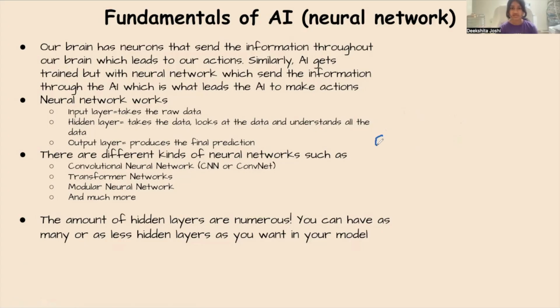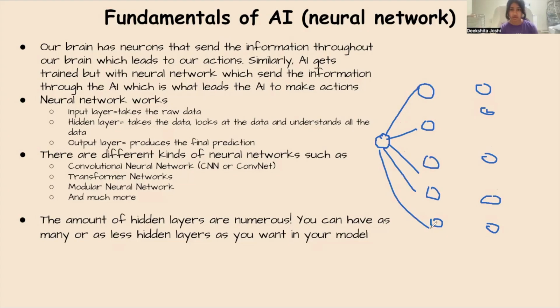So this is the input layer. It takes the raw data, like the raw images, the raw videos, or the raw text, or whatever data you're giving it. Then, like I said, there can be any amount of hidden layers. So you can have as many or as few hidden layers as you want. I'm just going to go with two because that's all the room I have on the screen. And then the input layer sends it to all of the hidden layers.